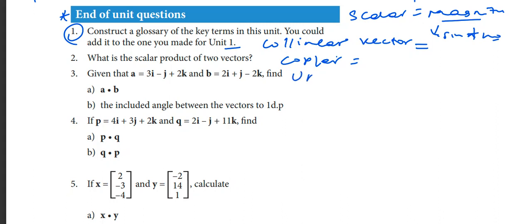We have learned about unit vector. A unit vector has a length of 1 unit. We have learned also the component of vector. That means the component of vector in x, y, and z. We have learned about the resolving vector. When we say resolving, splitting into horizontal and vertical component.